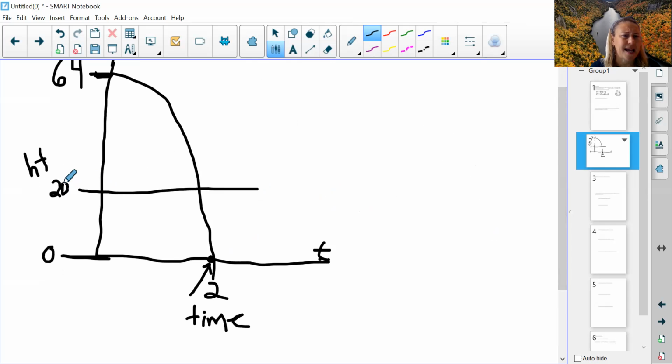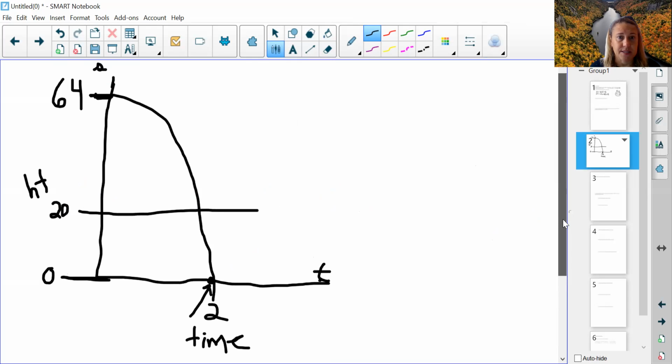I hope what you, or not t equals 20, I'm sorry, height equals 20. Height equals 20 feet. So s equals 20. If you were doing this algebraically, you'd put the 20 over here, and then you would solve. Let's use technology to solve this instead of doing this algebraically.